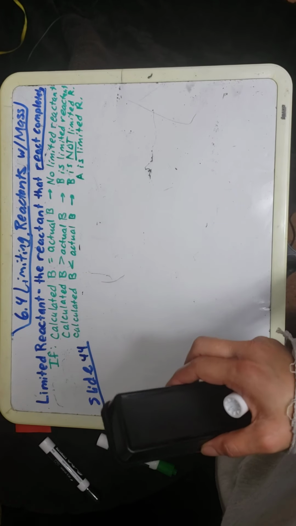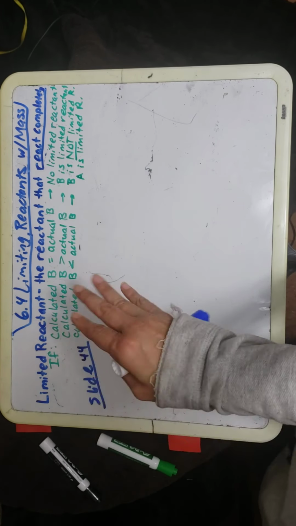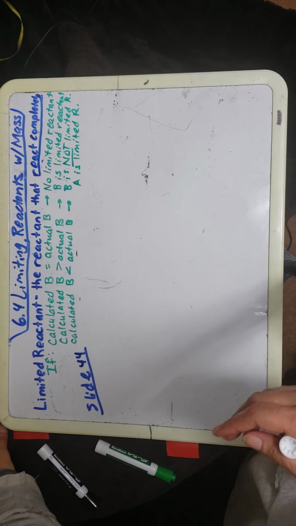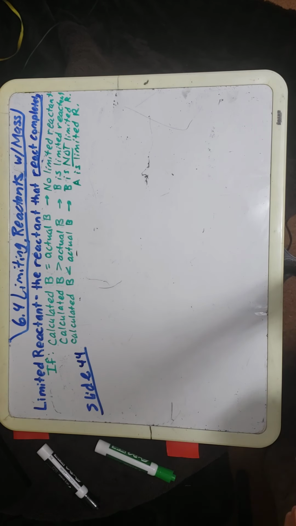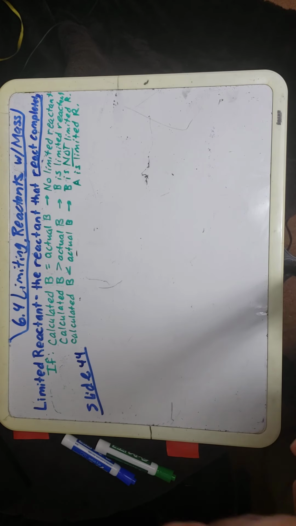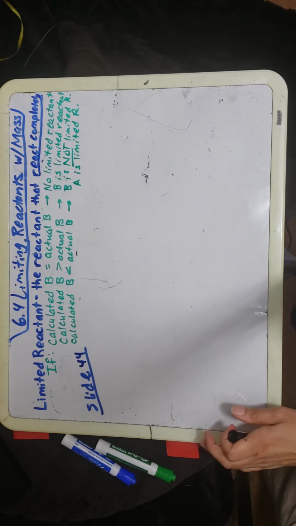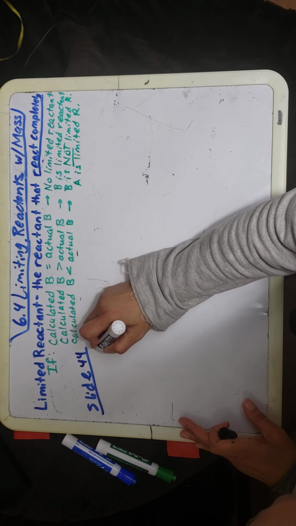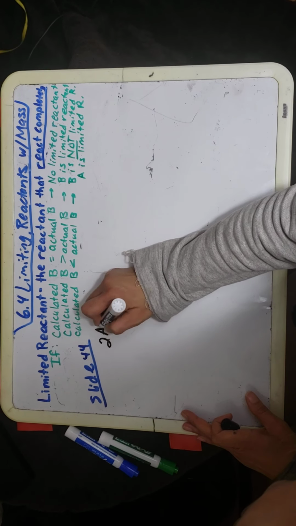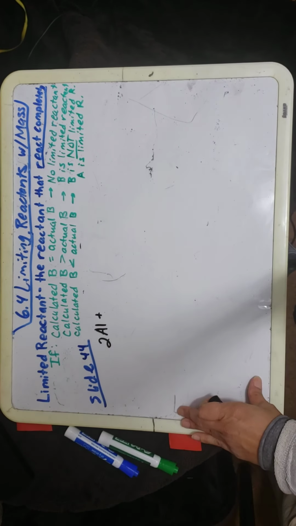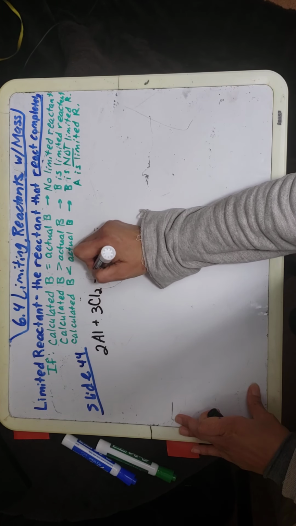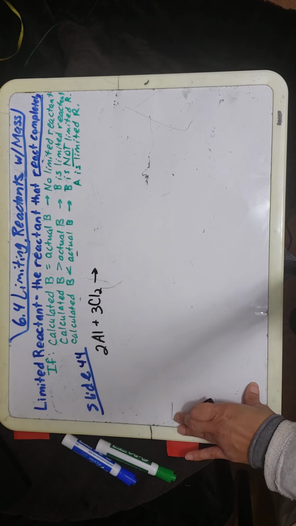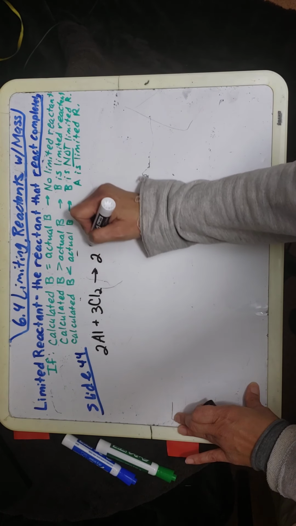Now we're going to do limited reactants if you have a mass. So on slide 44, they give you a problem. And in the problem, they have two aluminums plus three chlorine gas yield aluminum chloride.